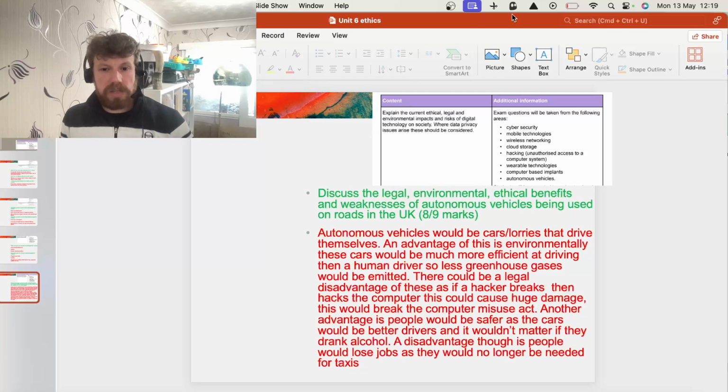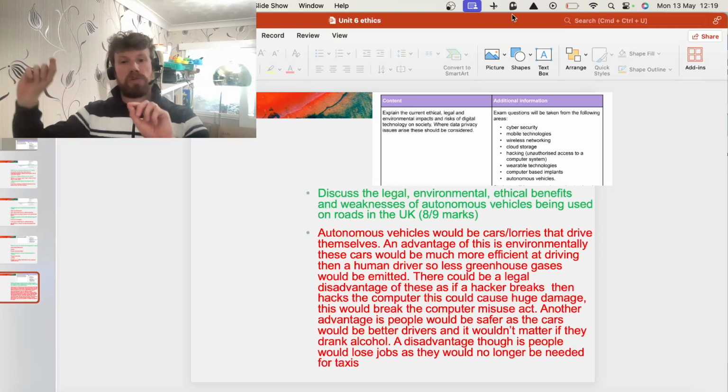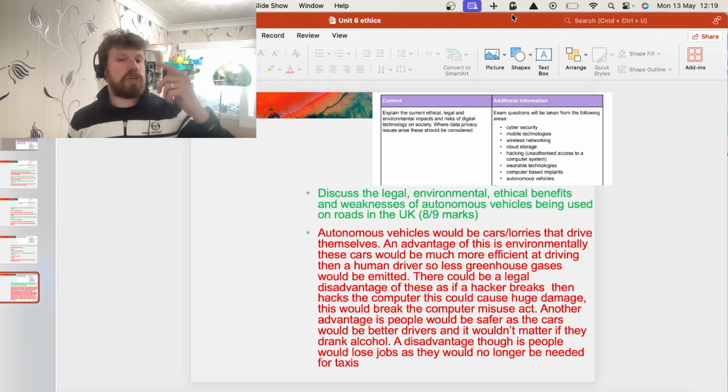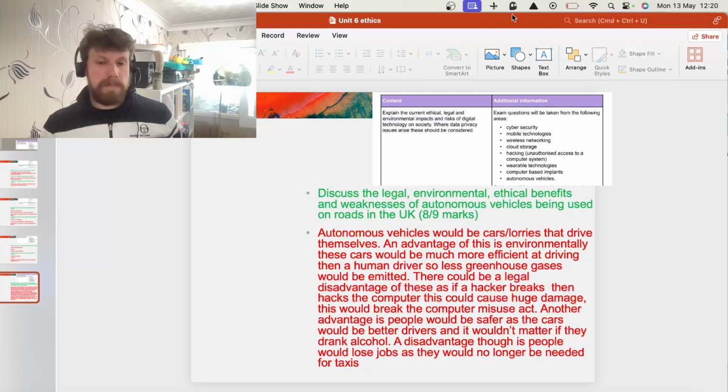Then what I've done is talked about a legal disadvantage, which is all talking about how if a hacker breaks in, this could cause huge damage, and this would essentially break the Computer Misuse Act. So disadvantage on another topic, so a legal topic. So I've changed from environmental to legal, but I've also changed advantage to disadvantage. We were told that we want to see a flowing argument. If you just bullet point it, the maximum that you will get is 6 or 7 marks. Okay, you cannot get the full marks if you just bullet point. They want to see that you've got good written English.